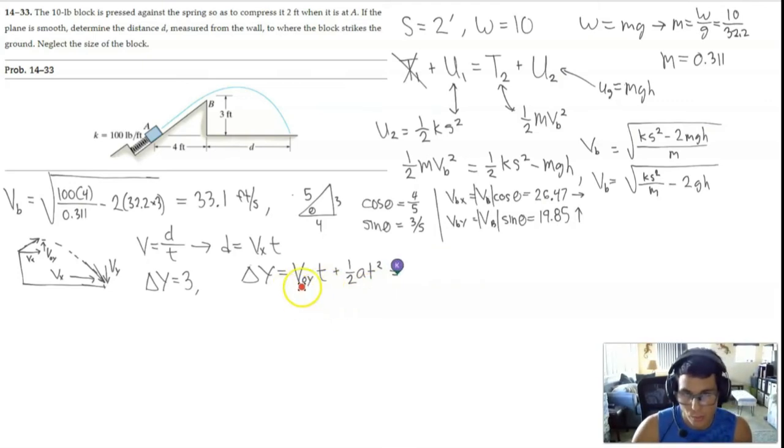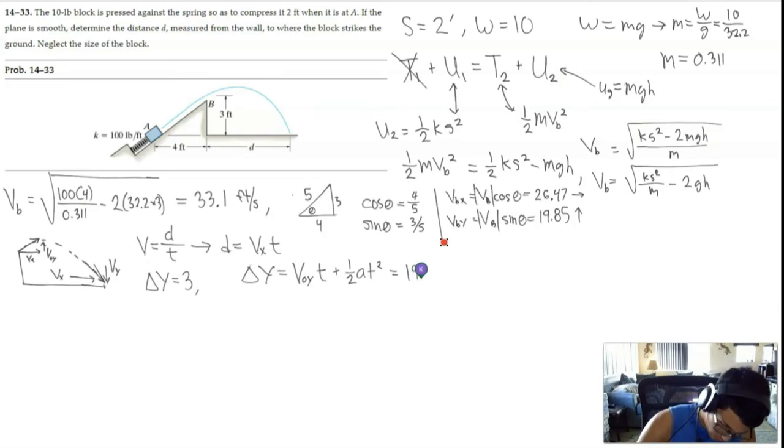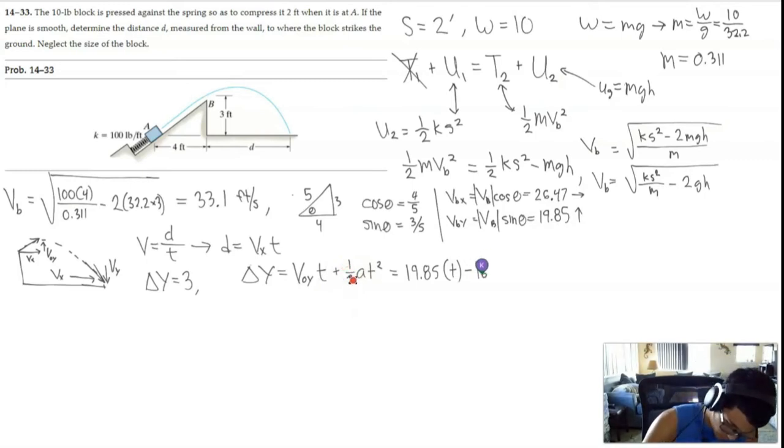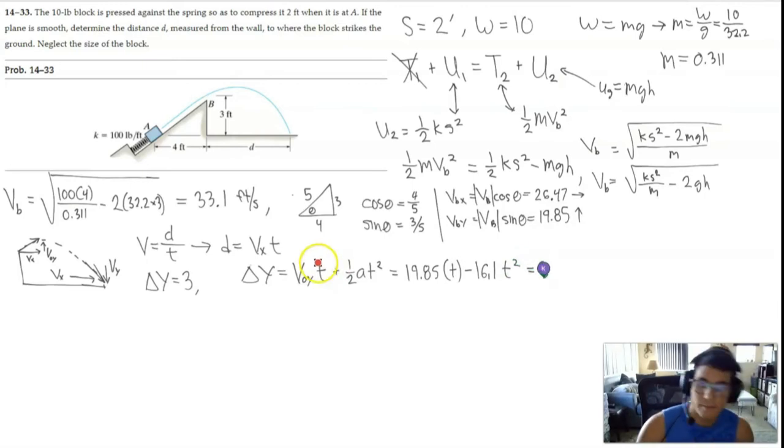Okay, well, what is this actually equal to? Well, Voy is right here: 19.85 times some time t. Now this is going up, and this will be going down because the acceleration will be negative. So it's going to be 32.2 divided by 2, which is minus 16.1, and we have t squared here. All of this is equal to 3.